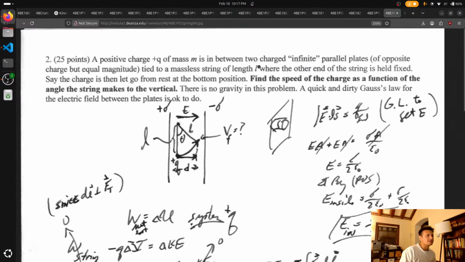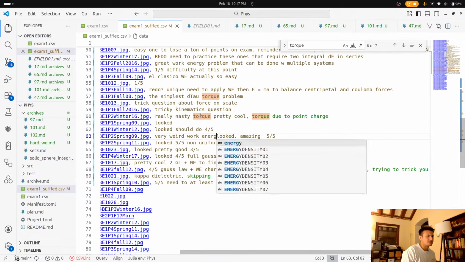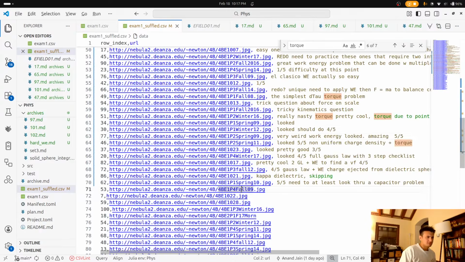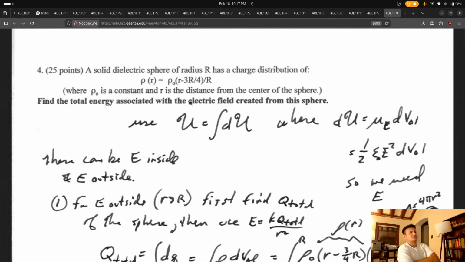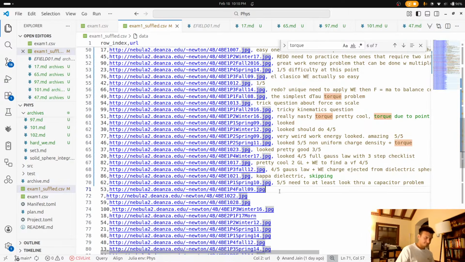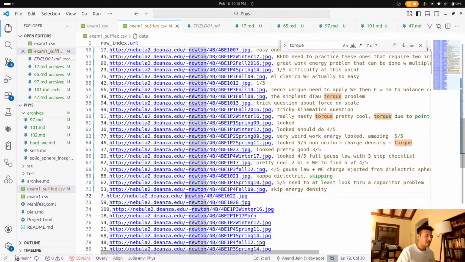Oh yeah, it's like very weird work energy. A solid dielectric sphere of radius r has a charge distribution that's weird. Find the total energy associated with the electric field. Okay, this is not on there. Energy density, no. Skip. Energy density. Okay, good. 7.